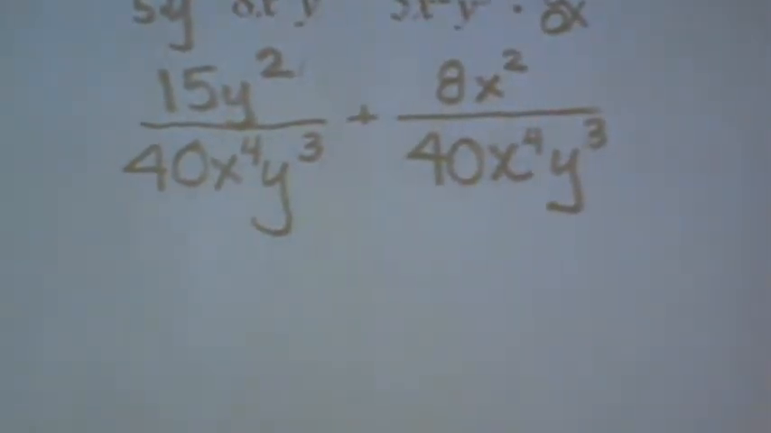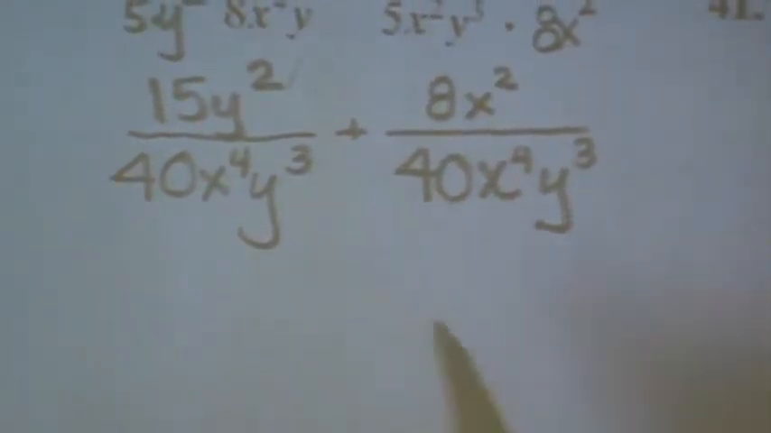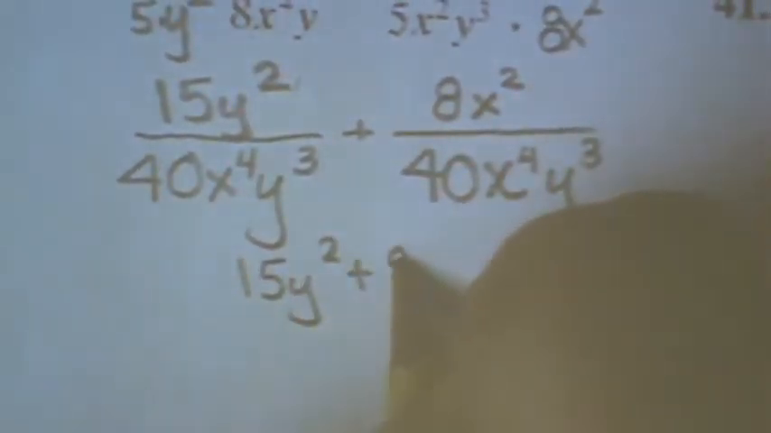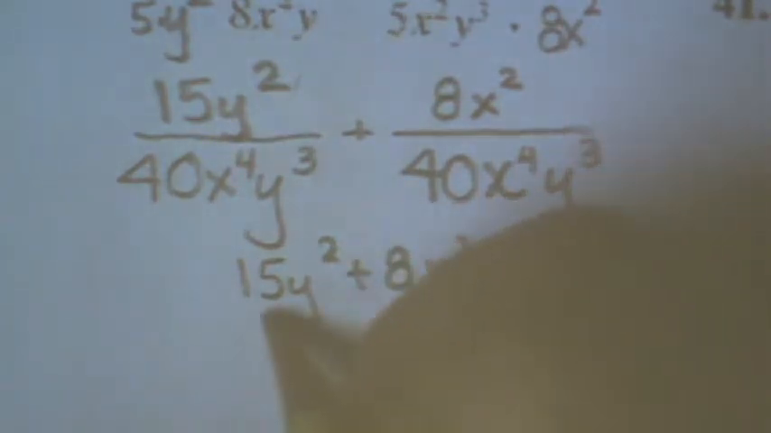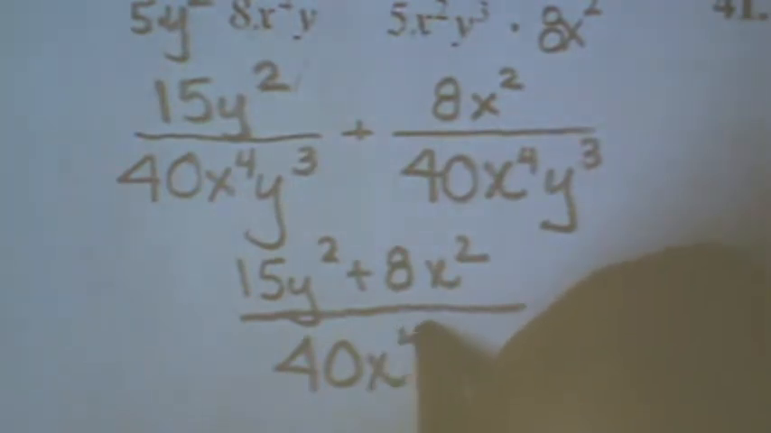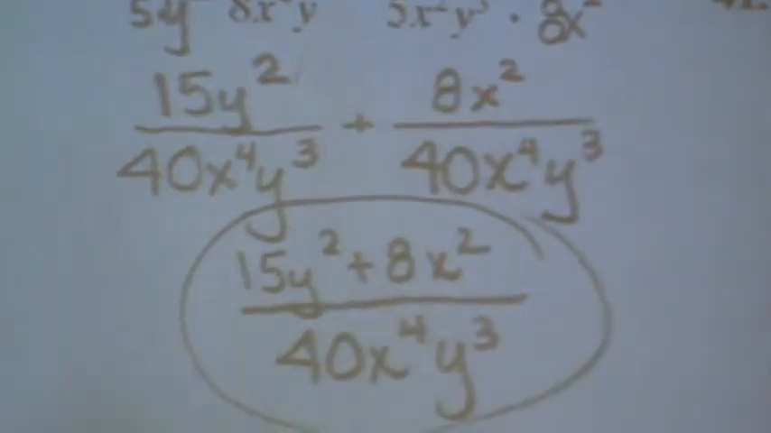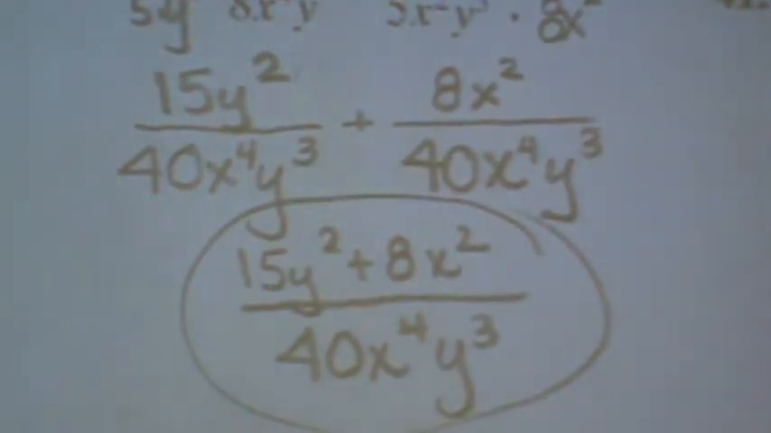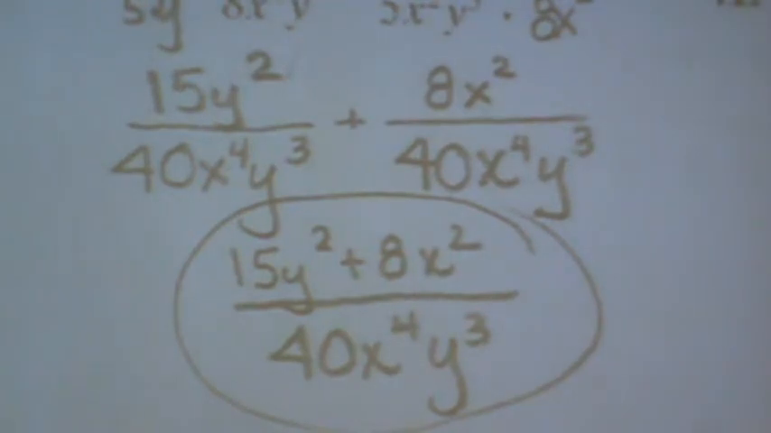What's my numerator? It's at the top. 15y squared plus 8x squared, over 40x to the fourth y cubed. Done. Good. Do we have to do any more?